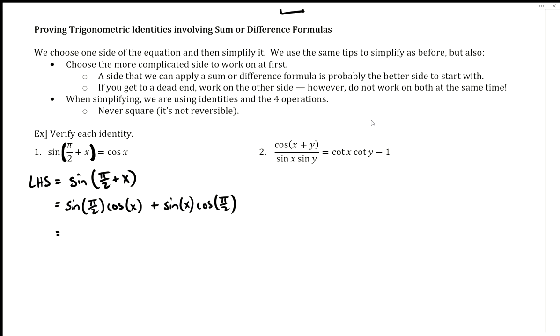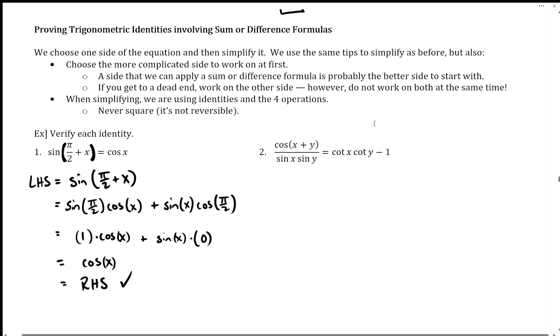With this problem, we can continue. Sine of pi halves is 1. Then cosine of x, that's still cosine of x, plus sine of x times cosine of pi halves, which is 0. It might help to put a little dot there for the multiplication. Then the left term, 1 times cosine of x, is just cosine of x. On the right term, sine of x times 0 is 0. And there's our right-hand side. There's our proof. We verified it, and it's all done.